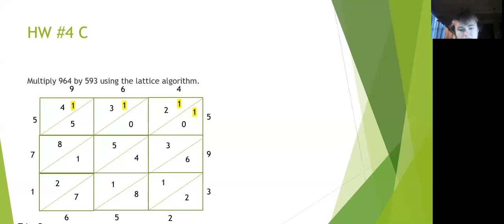We'll add these up. We get 2. We get 15. Bring your 1. Then we get 16. We get 11, 17, and 5. Okay, what is our answer? Can you say the answer? All right, our answer is going to be 571,652. Remember, our answer is always on the left and the bottom.